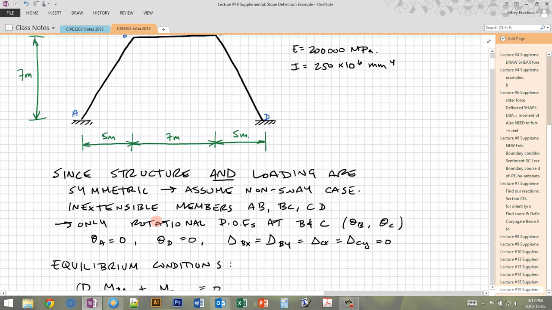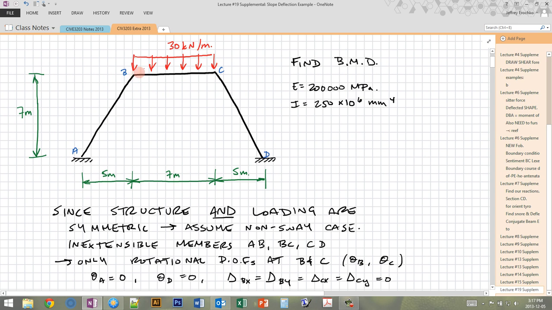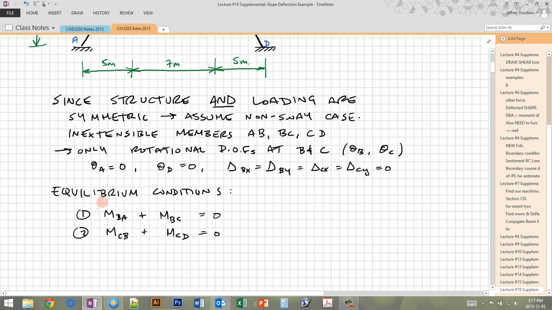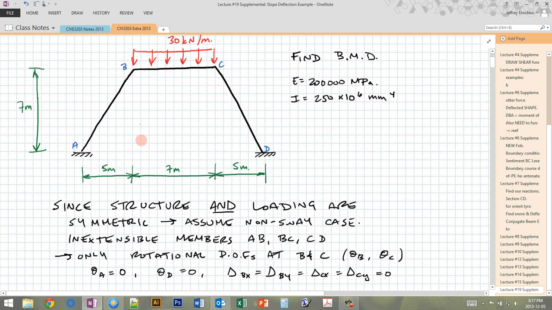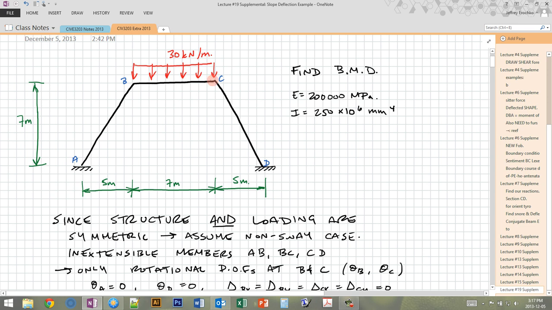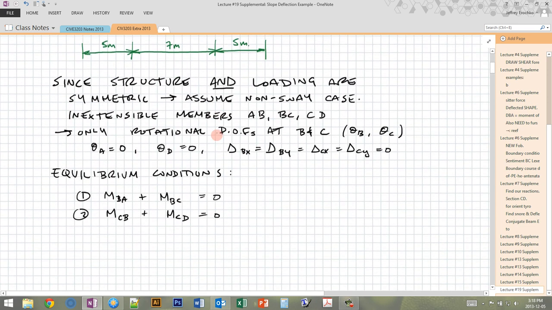At joint B, which is right here, where we know we have some rotation, just due to general equilibrium, the moment in BA and the moment in BC have to add up to 0. And the same is true at joint C. So MCB and MCD, the moment at the end of BC at joint C and the moment at the end of CD at joint C, when we add those together, have to equal 0. This is just like taking moments at a cut, and we know that the moments at a cut have to be equal and opposite. So these are what we're going to solve.